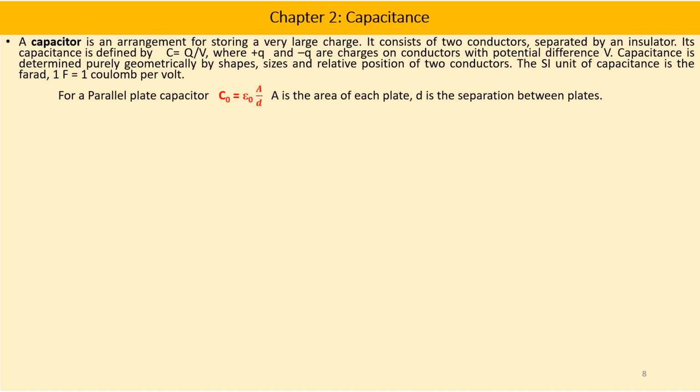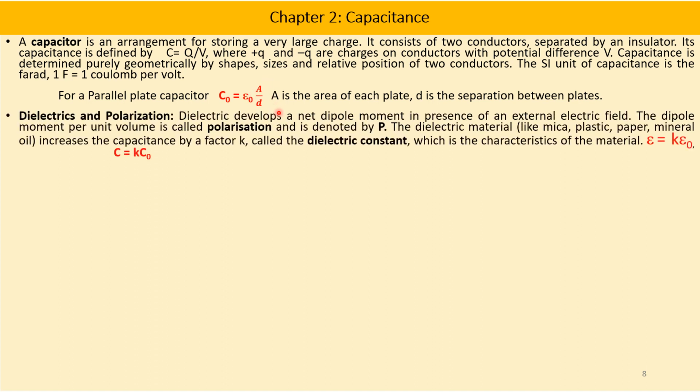For a parallel plate capacitor, the capacitance is represented by C naught is equal to epsilon naught A by D, where C naught is the capacitance, epsilon naught is the absolute permittivity, A is the area of the plate and D is the distance between the plates.